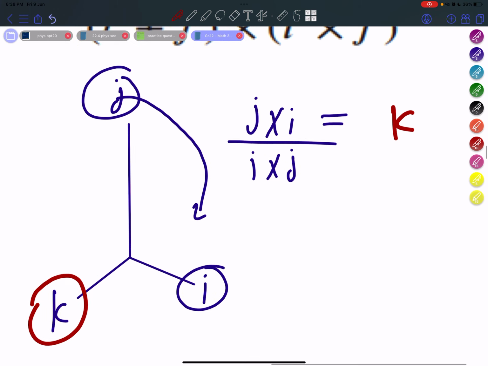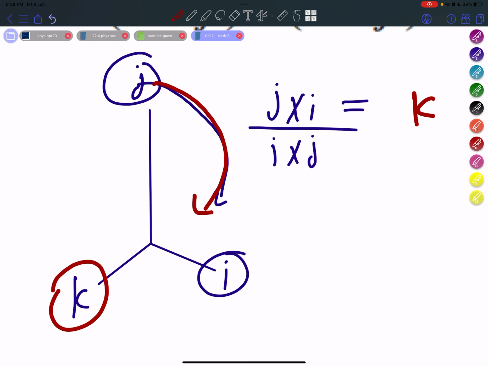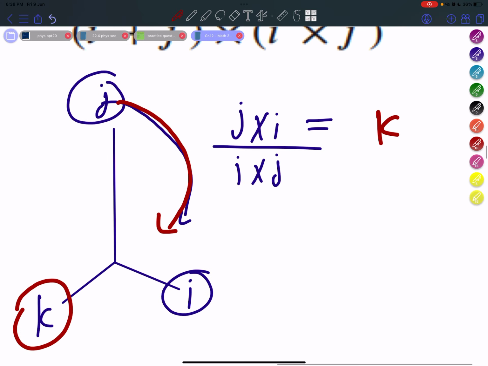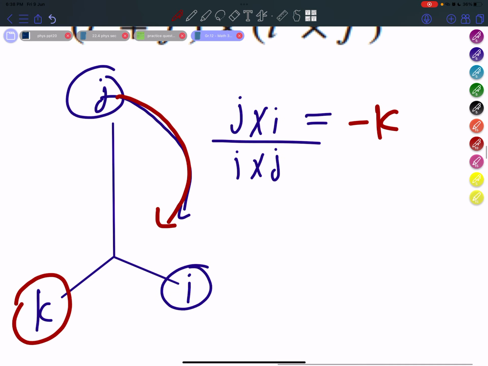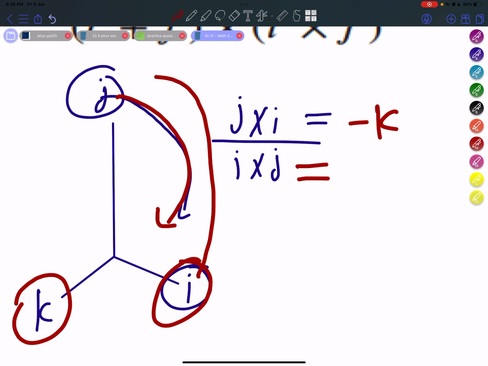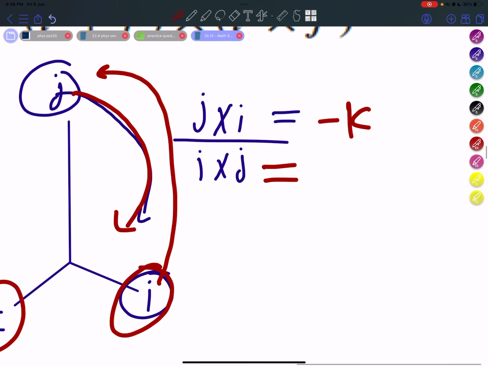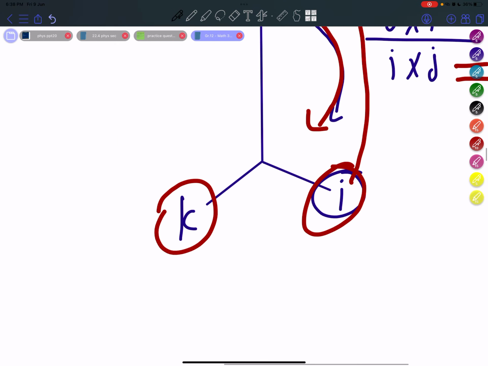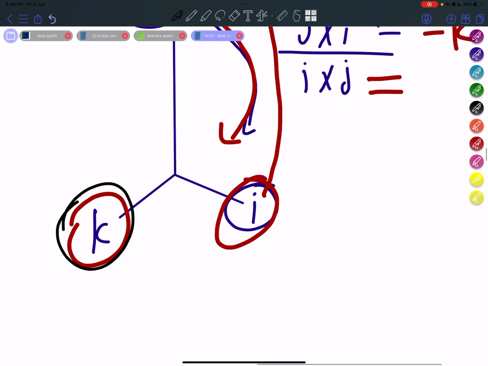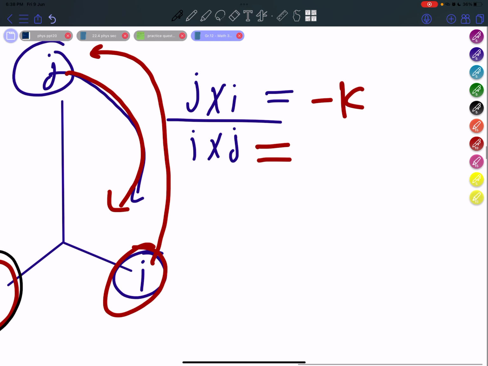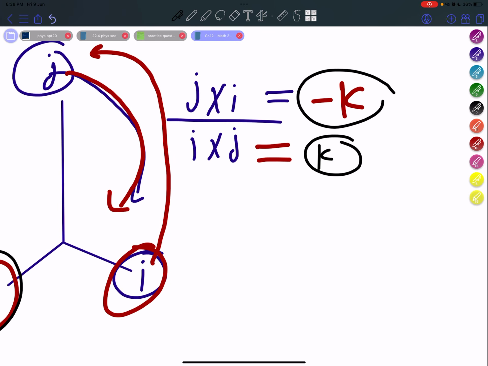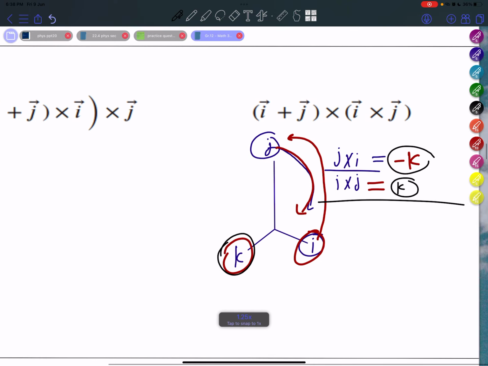The catch is, if we're going clockwise, then the answer will be a negative value. While if we're going i to j, so we start from i and then we go to j, as you can see here, the motion is anti-clockwise, meaning that it will still equal k, yet it will be a positive value, okay? So this is the main rule in this question.